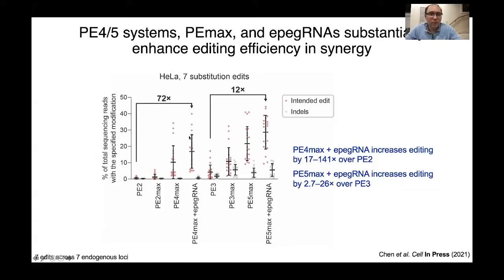And here, each of these dots indicates one of the 7 substitution edits that's tested at 7 different endogenous loci. This set of bars at the right includes that nicking guide. So both the editing efficiency and the indels are higher with these prime editing strategies. But we again see the same thing, that including the optimized prime editor gene increases editing efficiency, including MLH1 increases it further, and including an ePegRNA gives a further boost to editing efficiency.